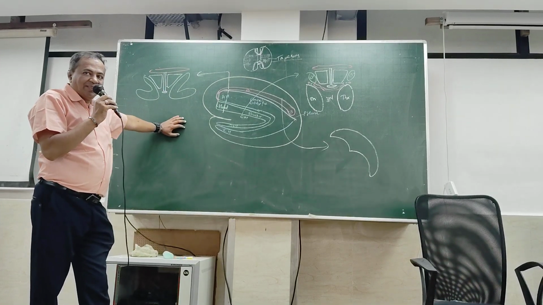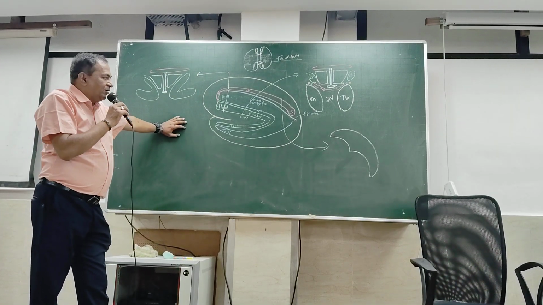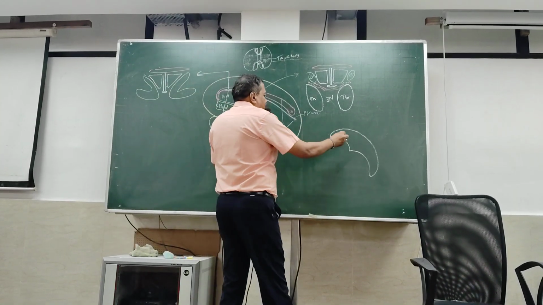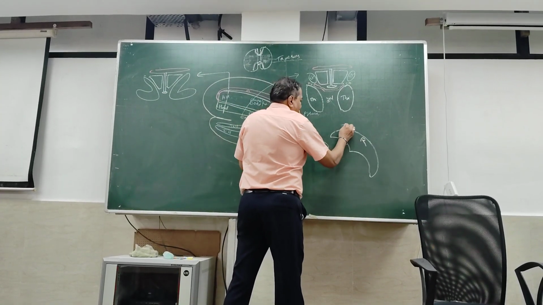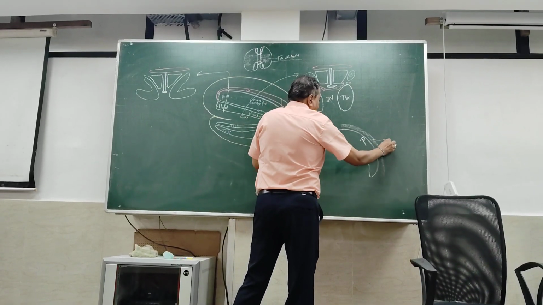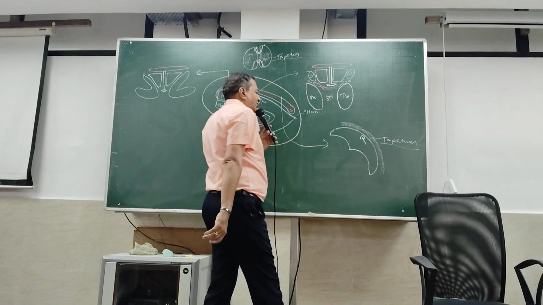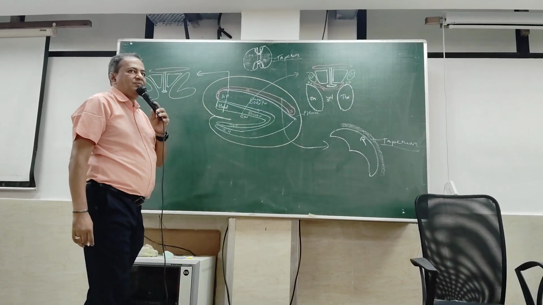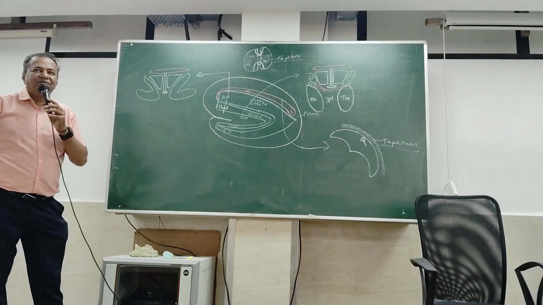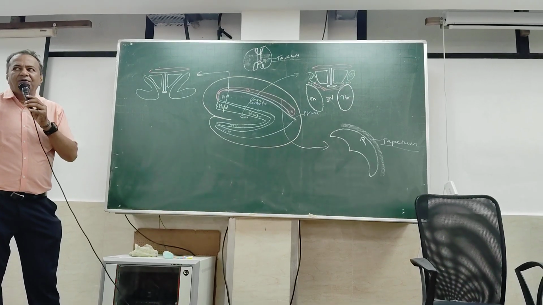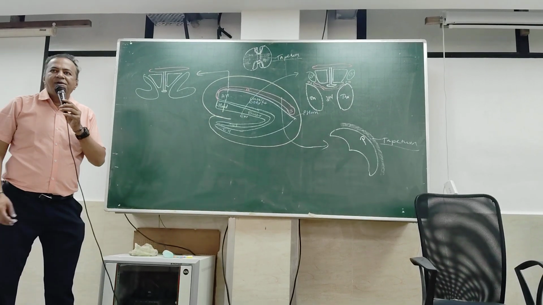Tapetum. Okay. Now here, the roof is formed by tapetum. Tapetum are fibers of corpus callosum. Okay.